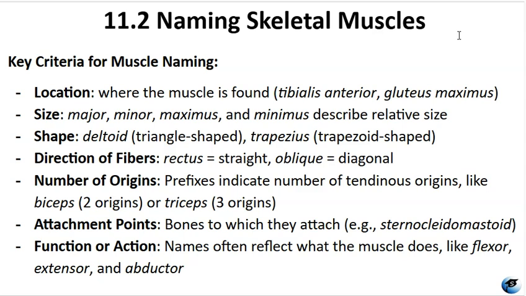This is seen in the biceps, for example, which have 2 origins, and the triceps, which have 3. Some muscle names reflect the bones to which they attach, such as the sternocleidomastoid, which connects the sternum, clavicle, and mastoid processes. Finally, many muscles are named according to their function or action, with names like flexor, extensor, and abductor, describing the type of movement that they produce.